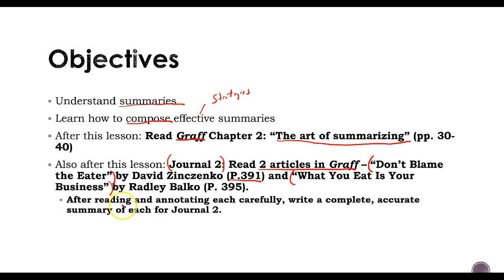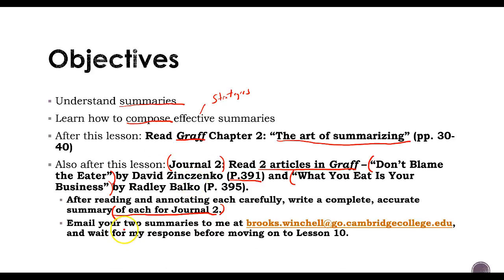After you read and annotate each carefully, I want you to write a complete, accurate summary of each for Journal 2. So your Journal 2 assignment is to summarize Zinczenko's Don't Blame the Eater and summarize Balko's What You Eat Is Your Business. Do both. Then I want you to email me your two summaries at brooks.winchell@go.cambridgecollege.edu, just like you have with the other two journals and like you did with the essay.